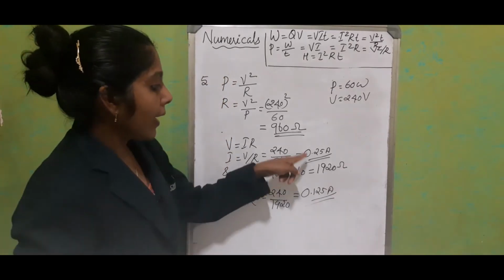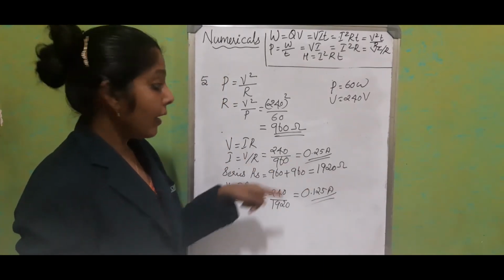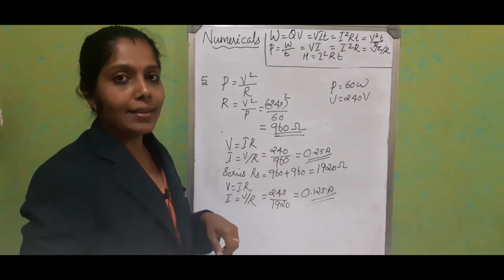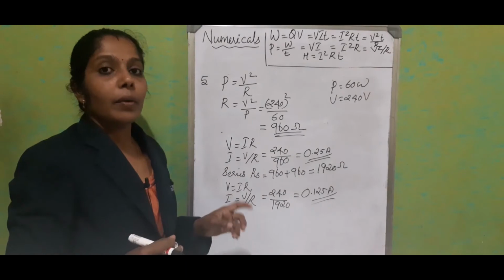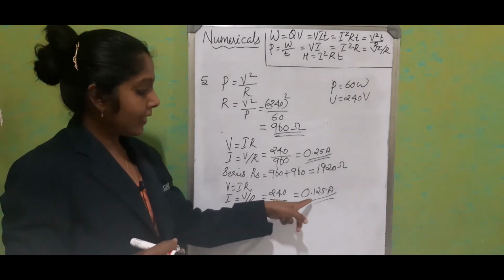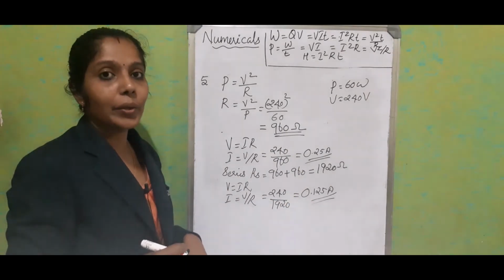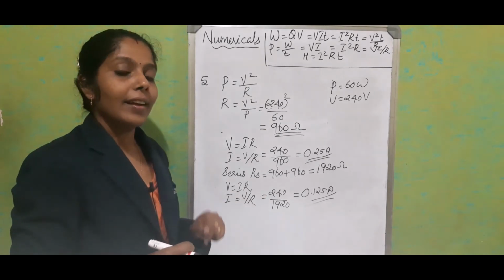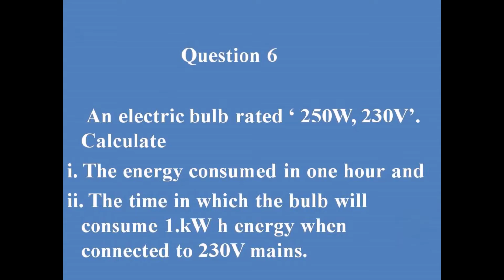Now, check out the current passing through the circuit. When one bulb was connected, 0.25 ampere was passing, so it was brighter. When two bulbs are connected in series, the current passing through the circuit reduced. That's why the brightness also reduced. Okay, let's go to the sixth question.